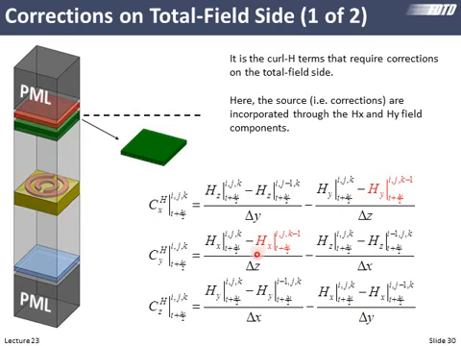I've highlighted in red the terms that have problems. It's a k minus 1. They're the ones reaching to the other side of the interface to be scattered field quantities. We want those quantities to look like total field quantities, so we'll be adding source terms to those to make these scattered field quantities look like total field quantities.